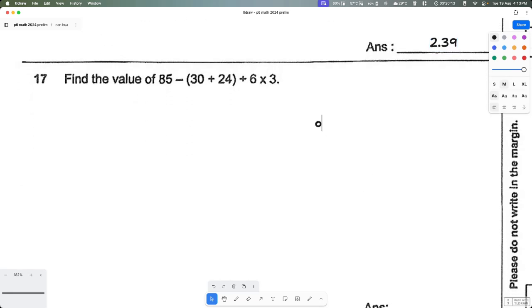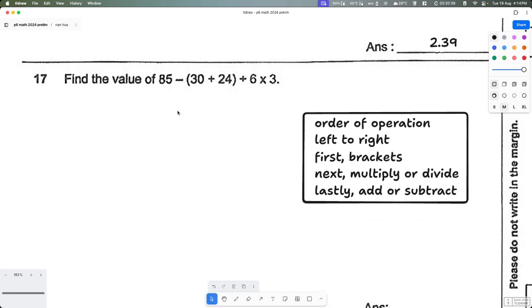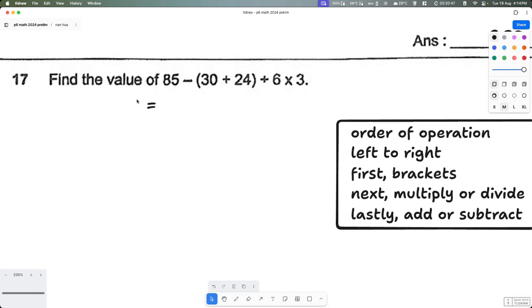All right, so this is order of operations. From left to right, first, what do we want? Brackets, right? Okay, and then second, next is multiply or divide, and then lastly, we have add or subtract. By following this, let's do this over here. 85 minus bracket 30 plus 24 plus 6 times 3. So first we need to do the bracket. I'm going to highlight what we do first.